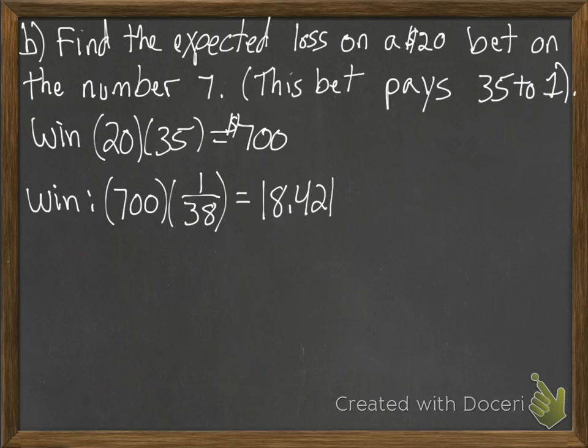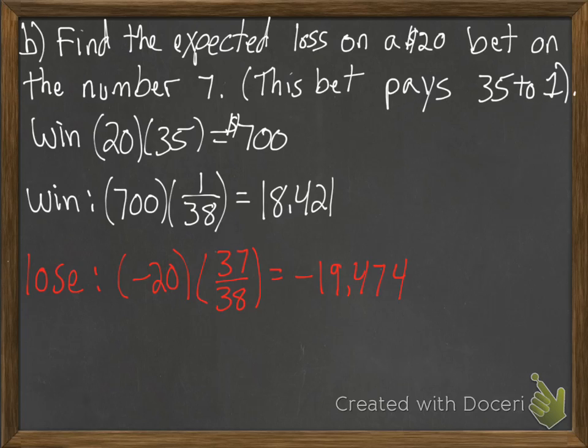And then we say, well, what if we lose? Well, if we lose, we're out $20. How often is that going to happen? Well, 1 out of 38 times we'll win. The rest of the time we don't win. So 37 out of 38. And then we just compute that. So we get negative 19.474 for that outcome.